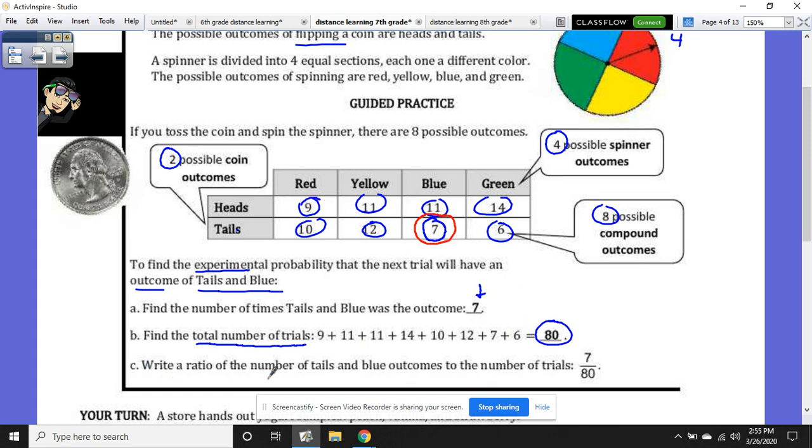Okay, and then you're going to write the ratio. And this is how you write the ratio. It's number of tails and blue, which was 7, to the number of trials. It's 7 over 80. So here, your answer, your probability of getting tails and blue is 7 out of 80. You have a 7 out of 80 chance, according to this experiment, that you would get tails and blue.